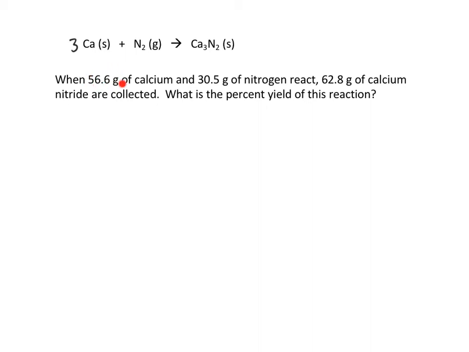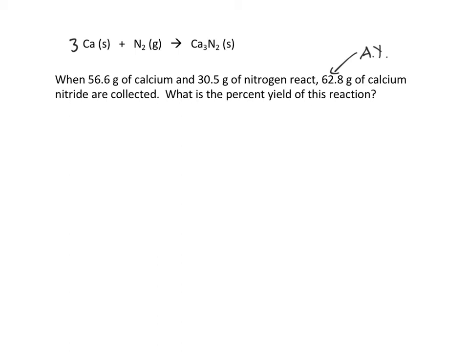All right, and so in this problem, we've got 56.6 grams of calcium. It's reacting with 30.5 grams of nitrogen, and 62.8 grams of calcium nitride are collected. And they want to know what is the percent yield. So what they're telling me is this is the actual yield. So then I need to find the theoretical yield. If I have that, I can divide those two, multiply by 100, and get the percent yield.